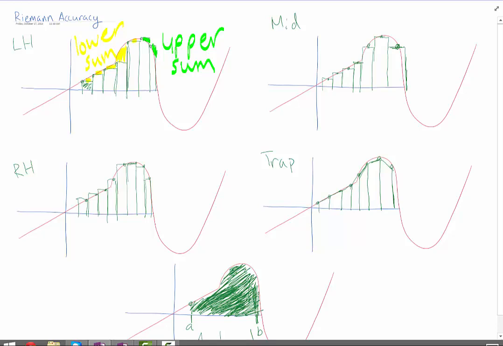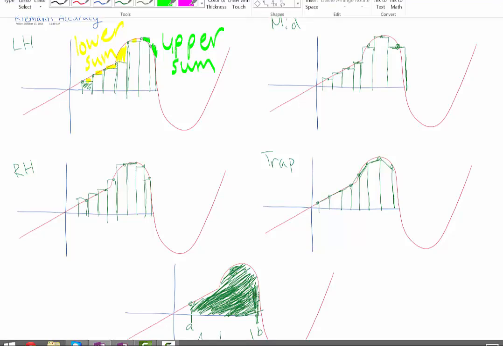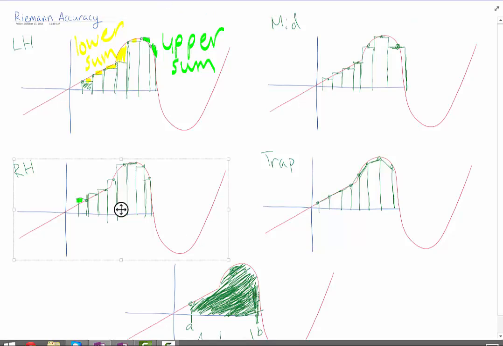Same thing for right hand, it's literally the exact same, but it's just flipped. So if a left hand is under approximating, then a right hand will be over approximating. Where the left hand was under approximating, our right hand one is over approximating, and then it switches to under approximating. So it really does depend on whether the graph is increasing or decreasing and its concavity.